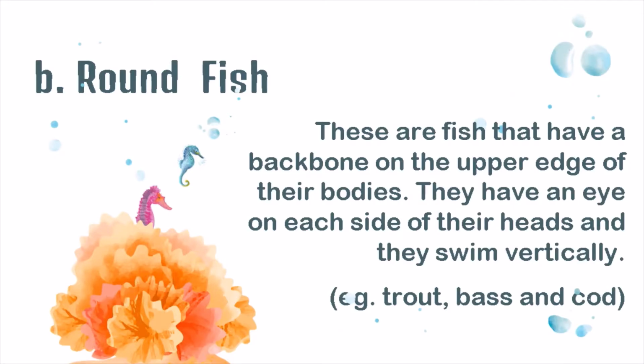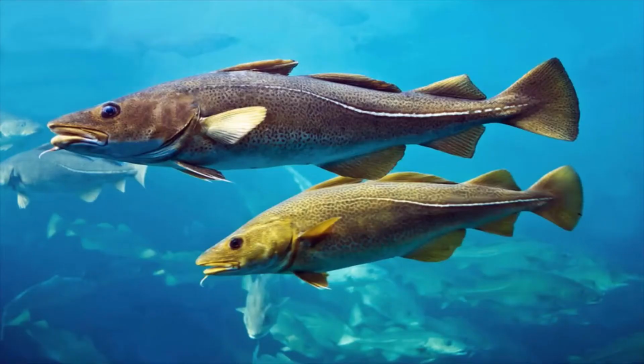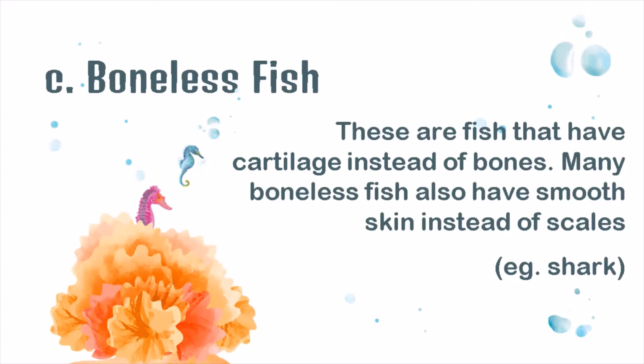Roundfish. These are fish that have a backbone on the upper edge of their bodies. They have an eye on each side of their heads and they swim vertically. Boneless fish. These are fish that have cartilage instead of bones. Many boneless fish also have smooth skin instead of scales.